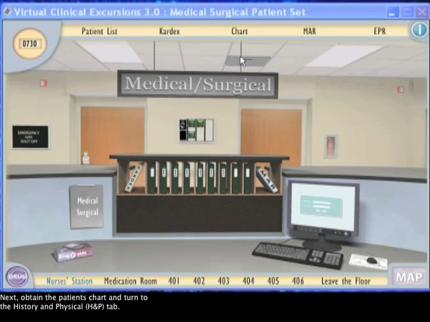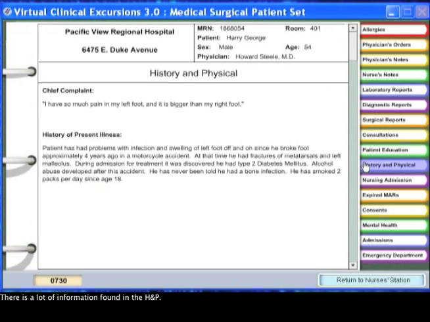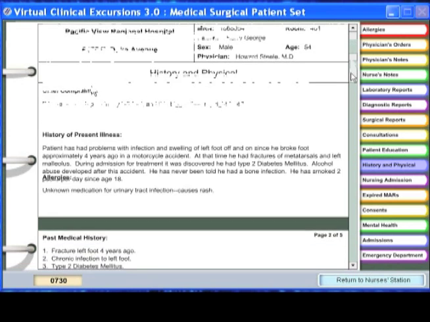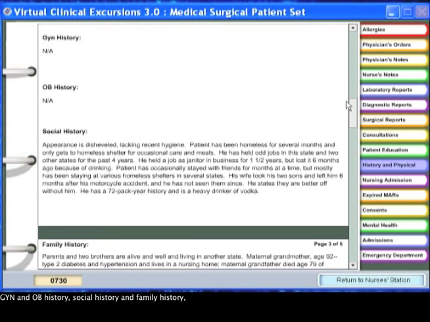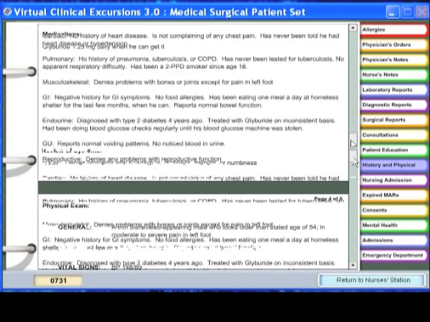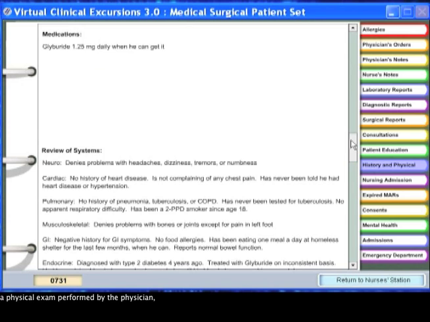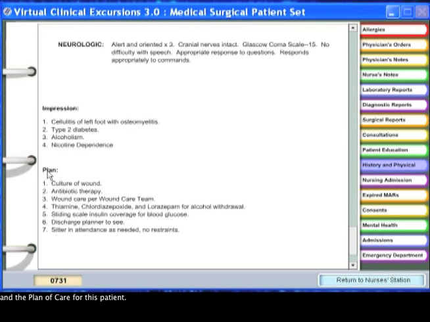Next, obtain the patient's chart and turn to the History and Physical tab. There is a lot of information found on the History and Physical, such as chief complaint, history of present illness, allergies, past medical history and surgical history, GYN and OB history, social history and family history, medications your patient is taking at home, a review of systems, a physical exam performed by the physician, the assessment or impression, and the plan of care for this patient.